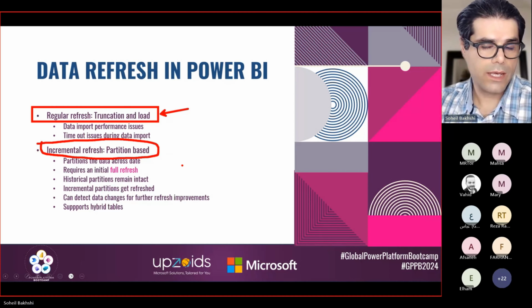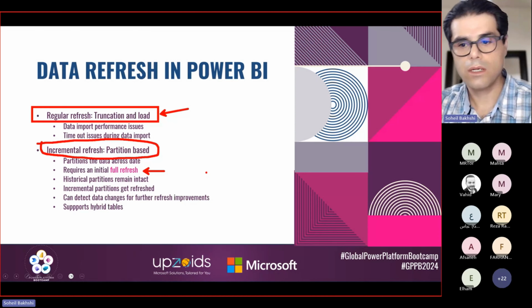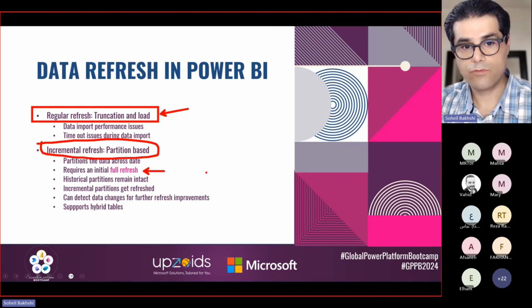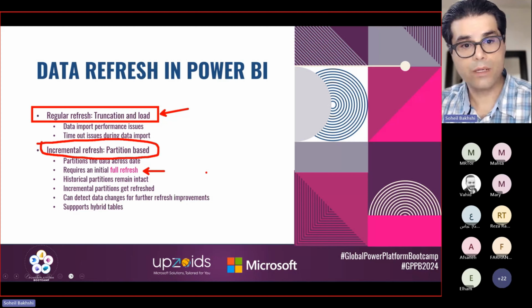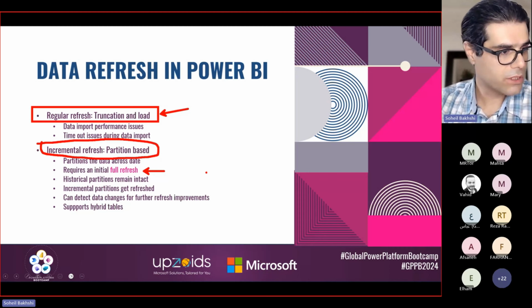This type is working based on partitions. So it creates partitions based on date. I will show you later how it works. It requires an initial full refresh for the first time after we develop our data model within Power BI Desktop and we configure incremental data refresh. We publish it into Microsoft Fabric. The first time that we refresh the semantic model, it creates partitions for us, and then it refreshes each partition.